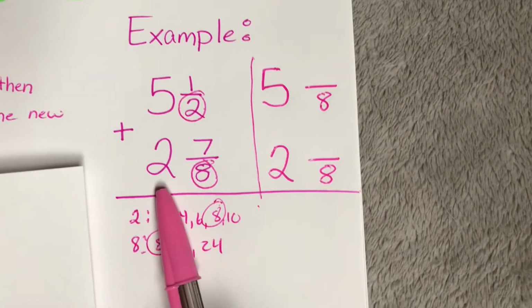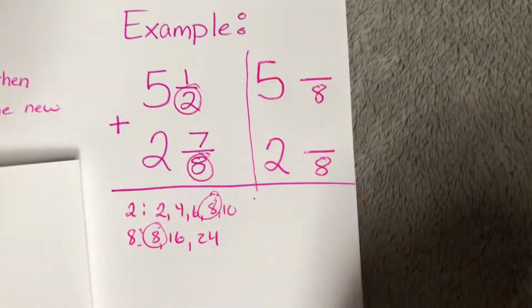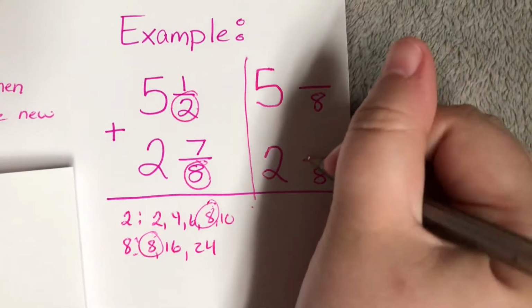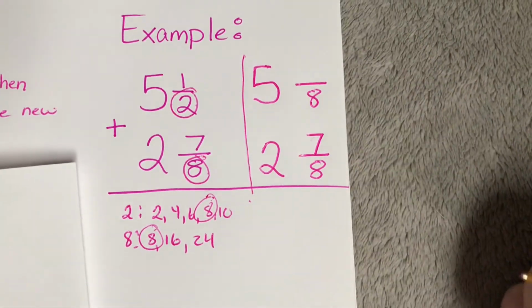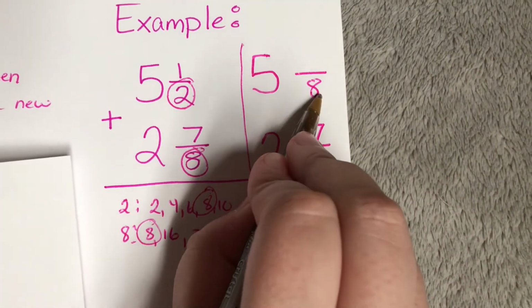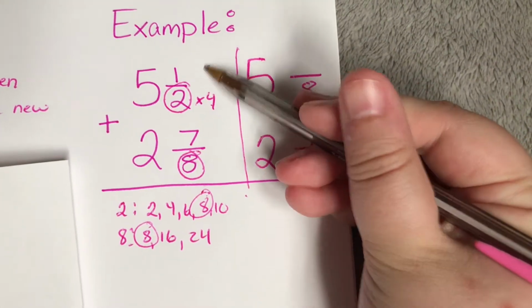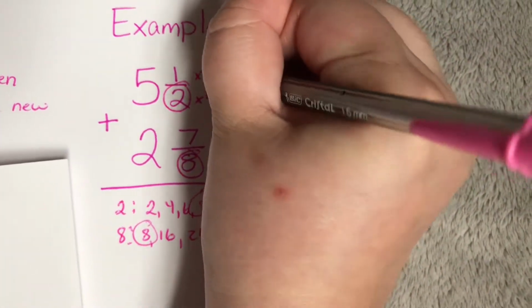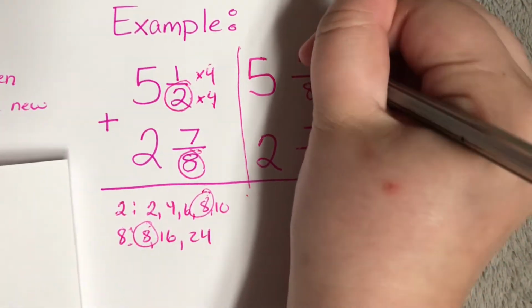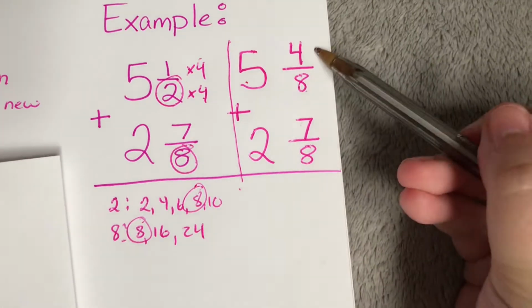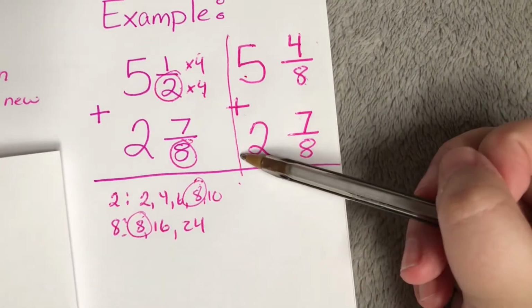Well, we'll start with the 7/8 first. To go from 8 to 8, we multiply by 1, so 7 times 1 would be 7. In order to go from 2 to 8, we're multiplying by 4. What you do to the bottom, you do to the top. So 1 times 4 is 4. So our new equation is 5 4/8 plus 2 7/8.